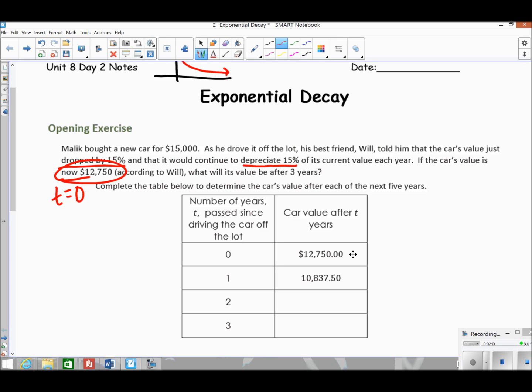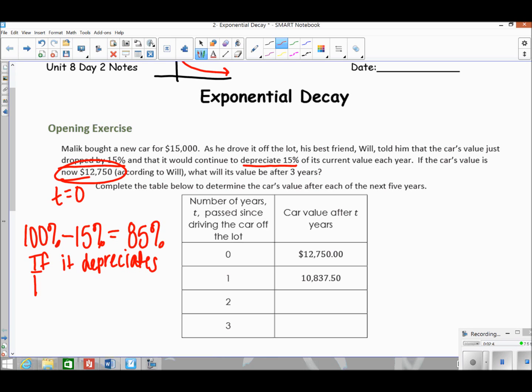The shorter way is to think about, if I'm depreciating 15%, what percentage am I going to be left with? To know what percentage you're left with, take your 100% and subtract off the amount it's depreciating, 15%. That means you're going to have 85% of the car's original value left. Let me write this out so we remember it. If it depreciates, and remember, depreciate just means decrease, by 15%, that means its new value is 85% of the old value.